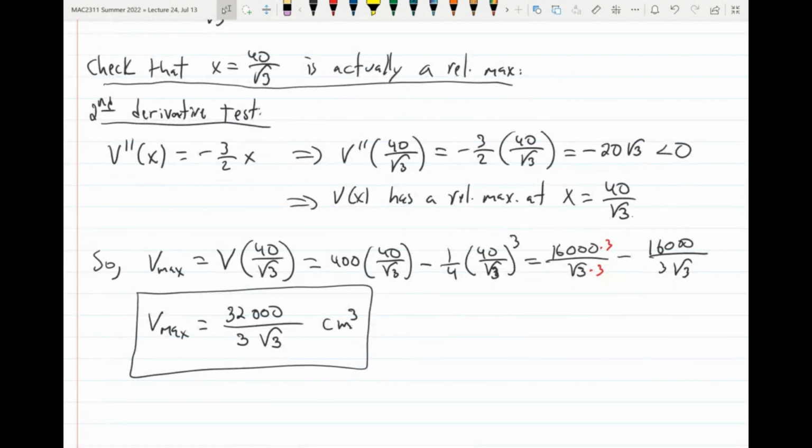And so that's the location at which this function is maximized. Now the question asks you for the maximum volume. So your answer is not x, it's the maximum volume. So that's why you need to go plug into the original function to get the maximum volume. Okay? All right. Questions?